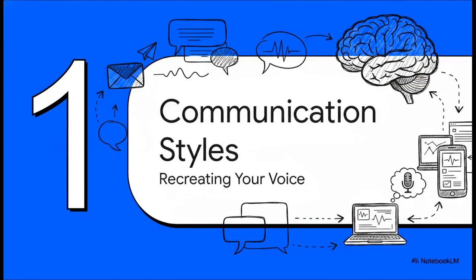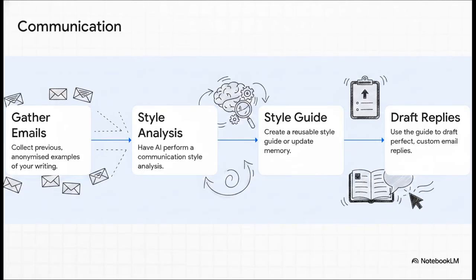Section 1. Communication styles, recreating your voice. So here's the workflow pipeline to make that happen. Instead of just asking the AI to guess what a professional email sounds like, we actually feed it previous anonymized examples of our own writing. Step 1 is gathering those past emails, and of course, remembering to strip out any sensitive or identifiable data to follow your organization's data governance, right?